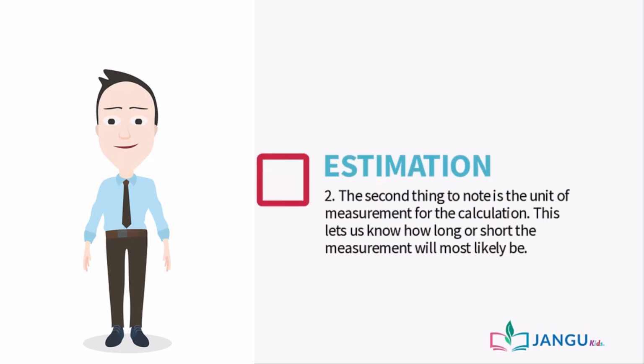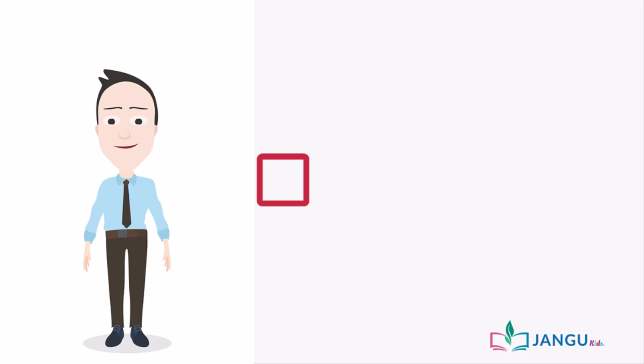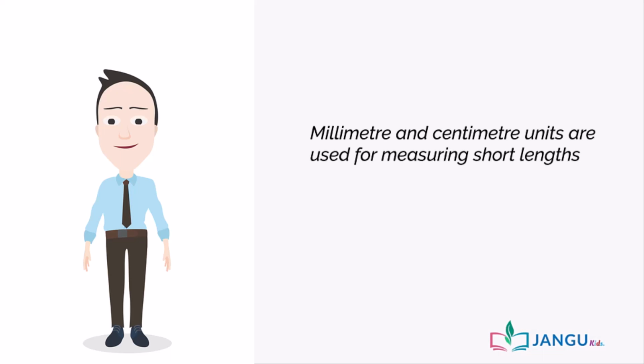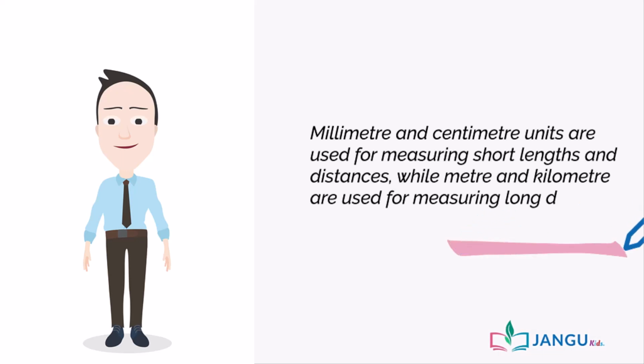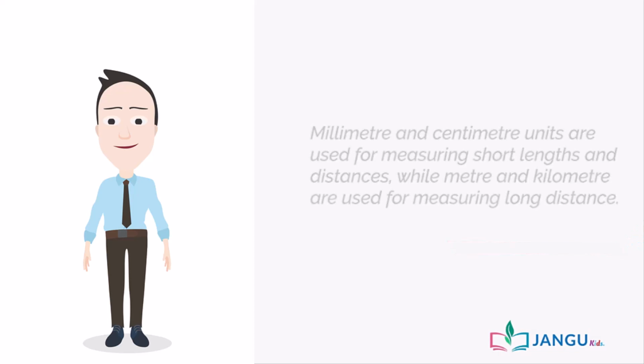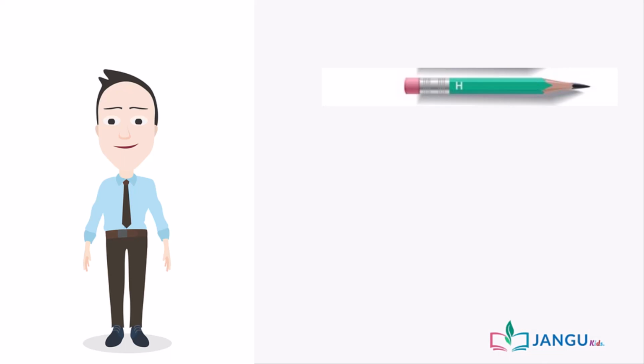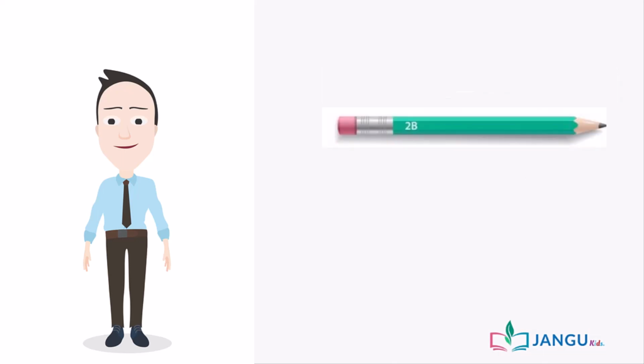This lets us know how long or how short the measurement will most likely be. For example, millimeter and centimeter units are used for measuring short lengths and distances, while meters and kilometers are used for measuring long distance. So if I say half of this pencil is about 5.5 centimeters, estimate the full length of the pencil. You'll know that the pencil is not that long even if you can't see the pencil. Using our first rule, we know that we need to round up. The next highest number to 5.5 centimeters is 6 centimeters.